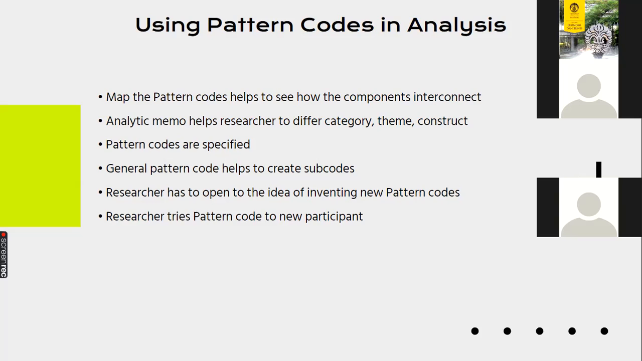Also, stay open to the idea of inventing new types of pattern codes. For example, we developed the pattern code Q, meaning a query about something surprising that happened in the case. Being surprised is an important event in the field work, and we want to track it in our notes.